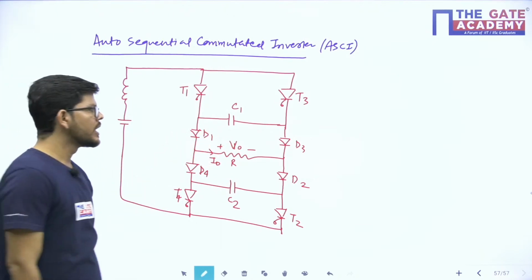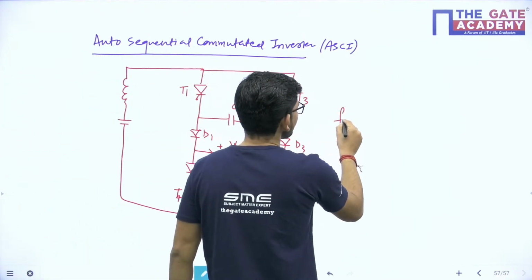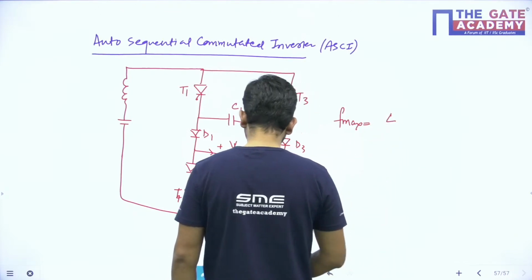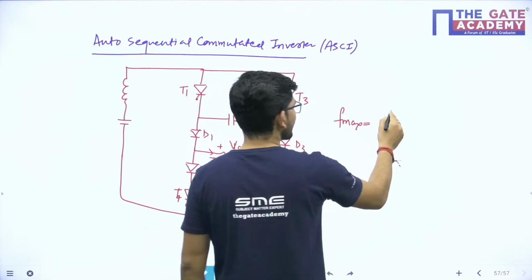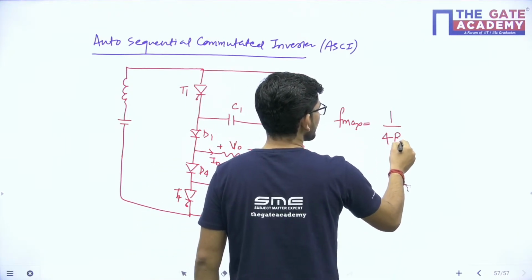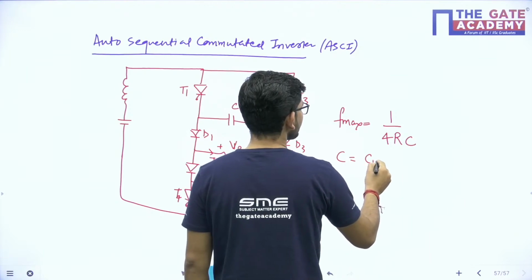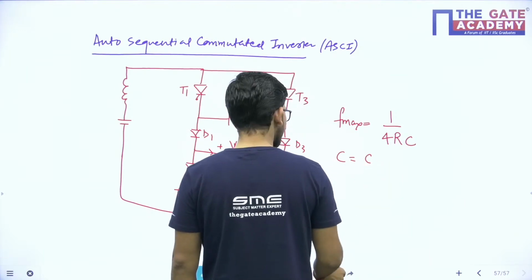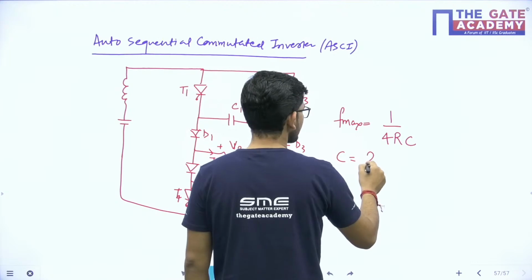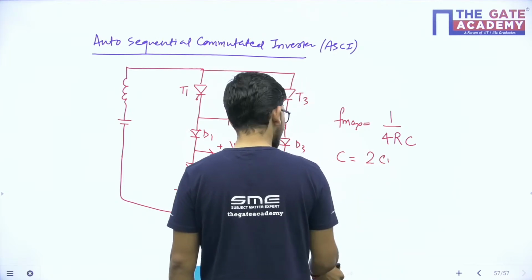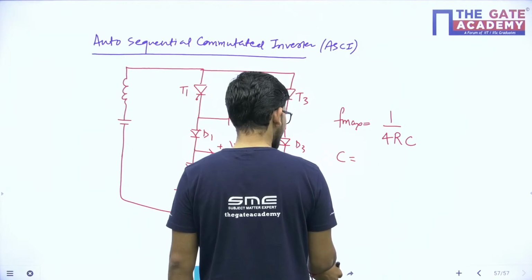Now the maximum switching frequency of the auto sequential commutated inverter is limited to f max, which is basically equal to 1 upon 4RC, where C is the series combination of C1 and C2, which is equal to 2C. Let me write it.